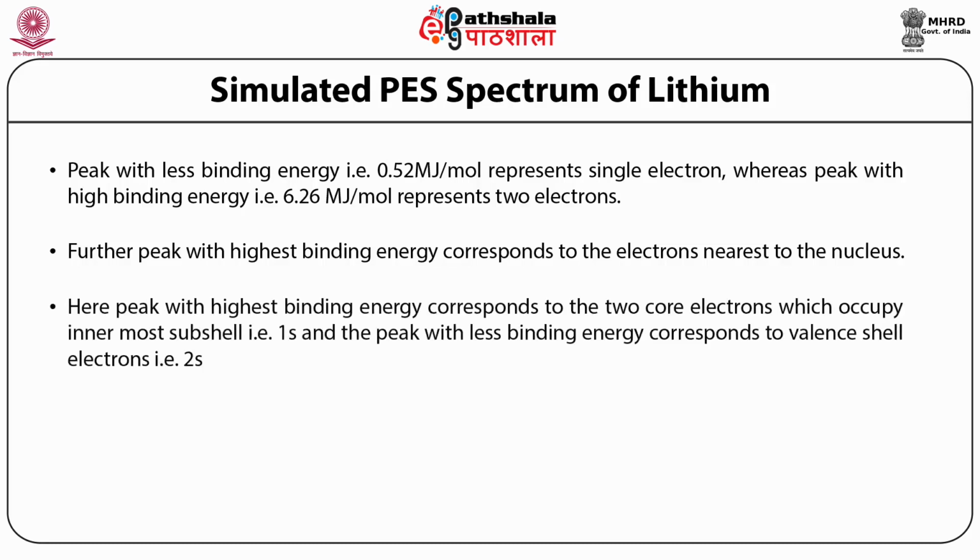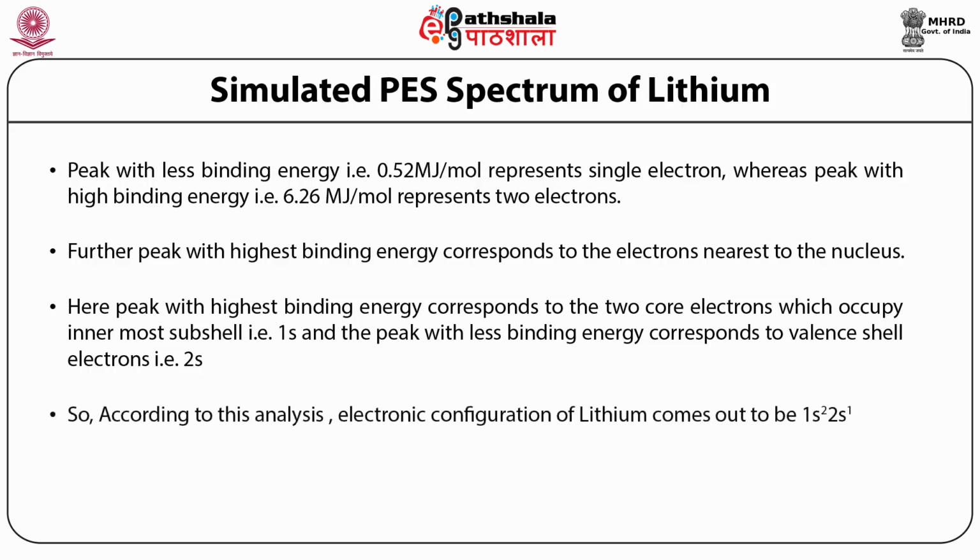Here, the peak with highest binding energy corresponds to two core electrons which occupy the innermost subshell, that is 1s, and the peak with less binding energy corresponds to valence shell electrons, that is 2s. So according to the analysis, the electronic configuration of lithium comes out to be 1s2 and 2s1. That is how we write 1s2 and 2s1.